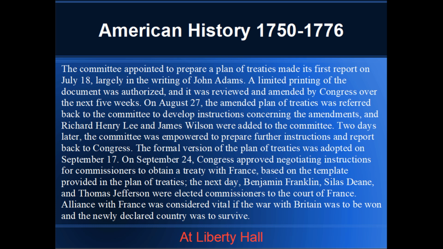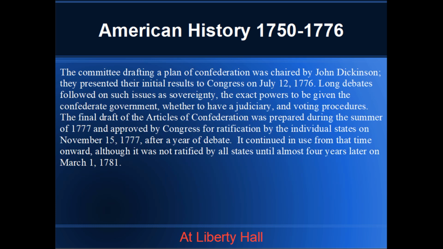The formal version of the plan of treaties was adopted on September 17th. On September 24th, Congress approved negotiating instructions for commissioners to obtain a treaty with France, based on the template provided in the plan of treaties. The next day, Benjamin Franklin, Silas Deane, and Thomas Jefferson were elected commissioners to the court of France. Alliance with France was considered vital if the war with Britain was to be won and the newly declared country was to survive.